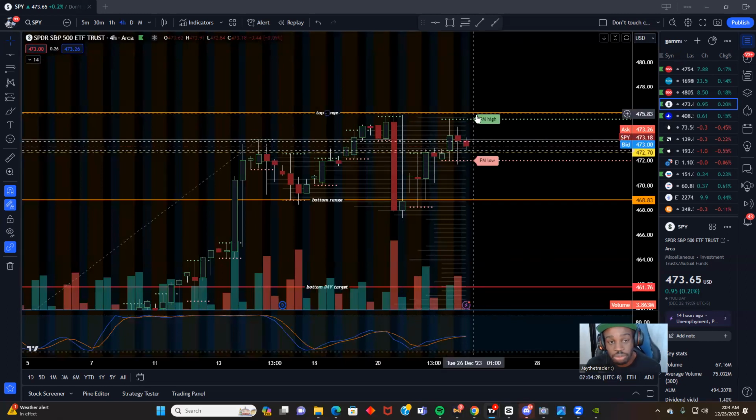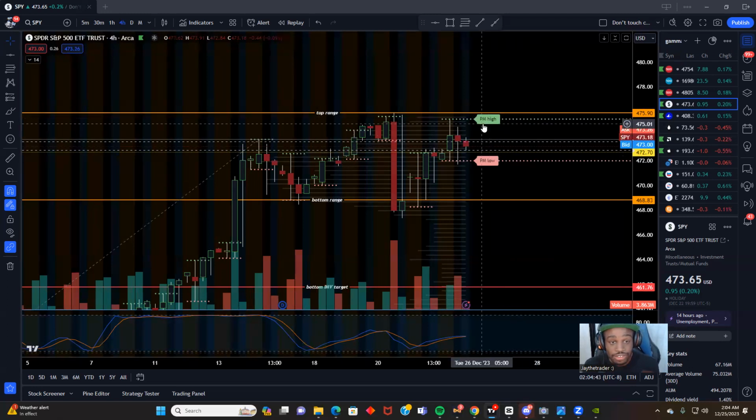So if you break under this 475.90 and get under 473, you are safe to short. Your target would be 468.83, the bottom range. You would have a little bit of pit stops to go before you get there, and that's just your pre-market high and pre-market low levels.